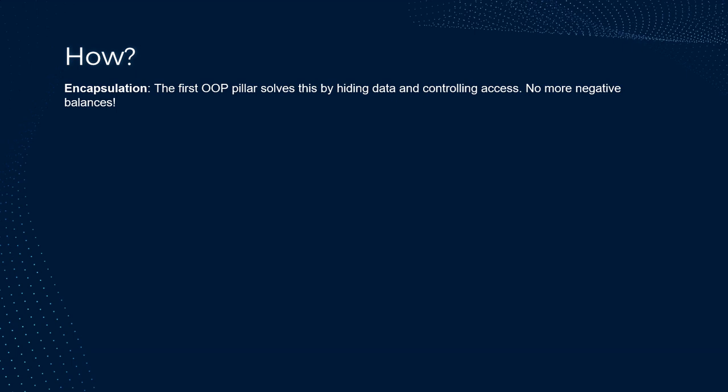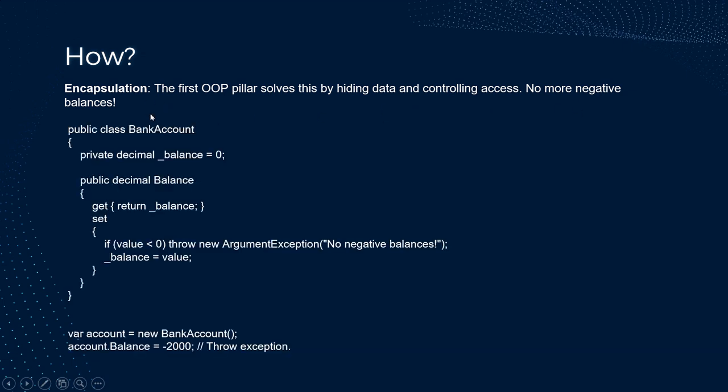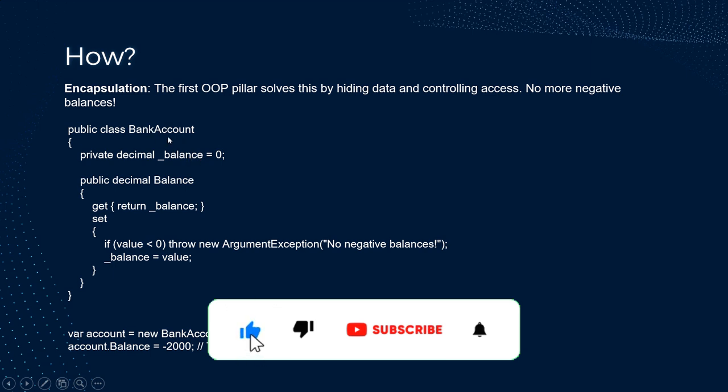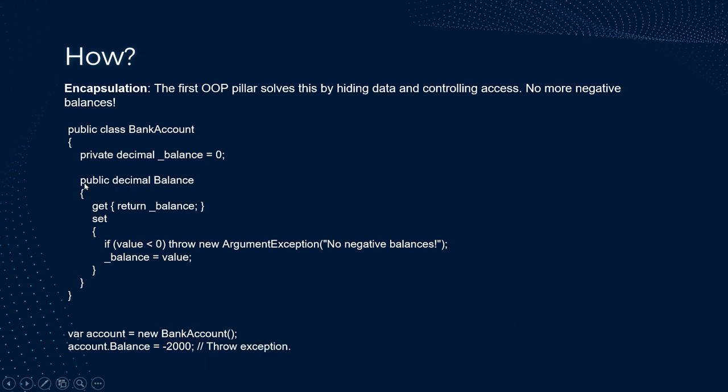So this first pillar solves this by hiding data and controlling access. No more negative balances. Look at this example. Here you can see the underscore balance field, which I have made private. When I mark this field as private, it means it is not accessible outside this bank account class. But how can I access it? I can access it by using this property, which I have made public.